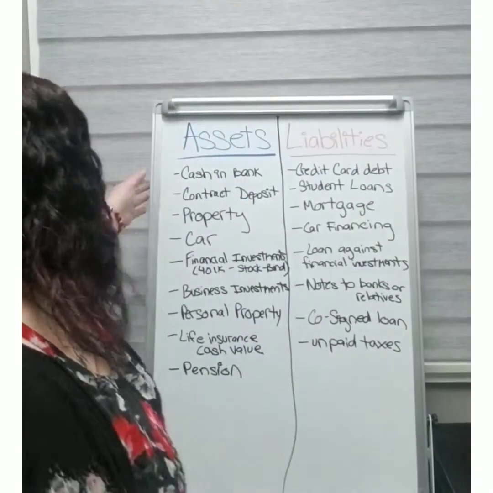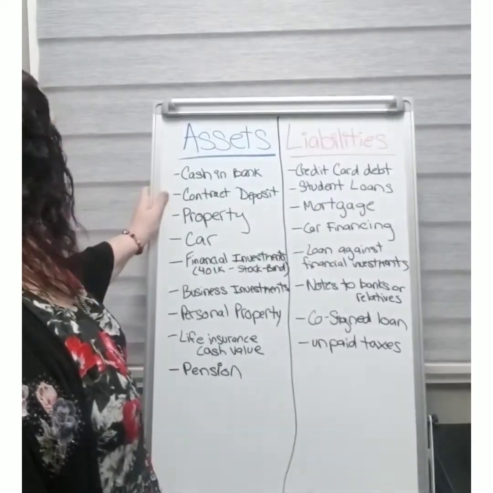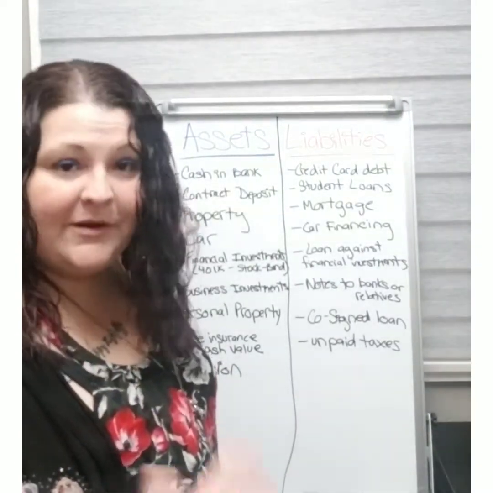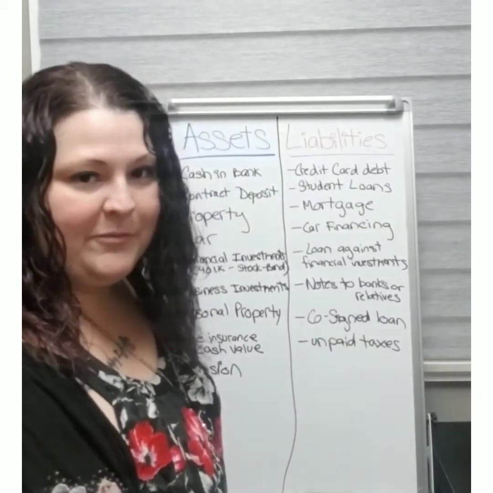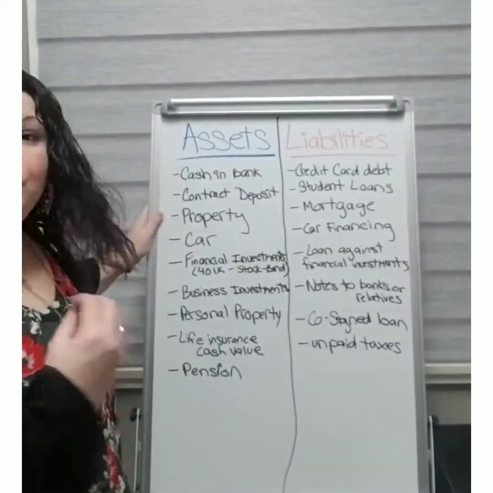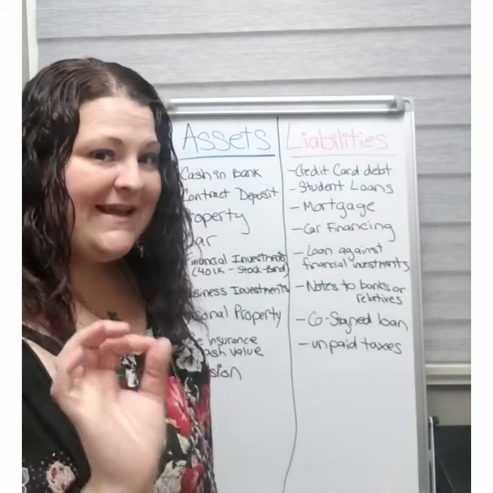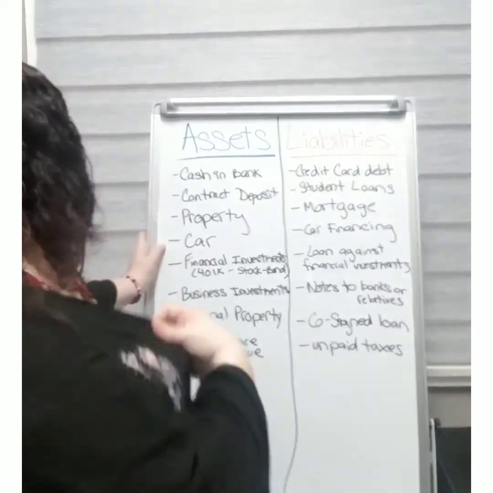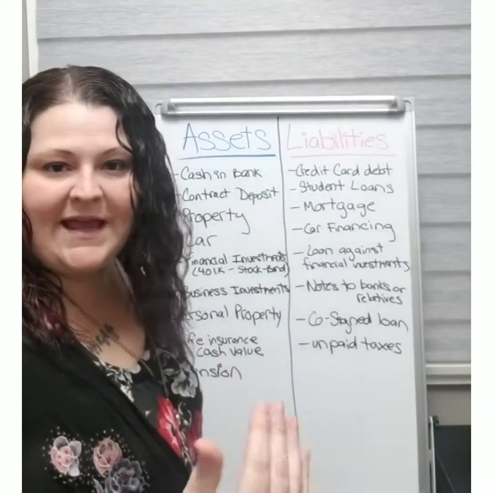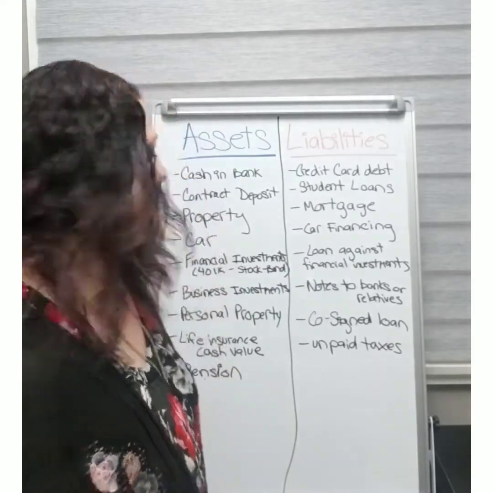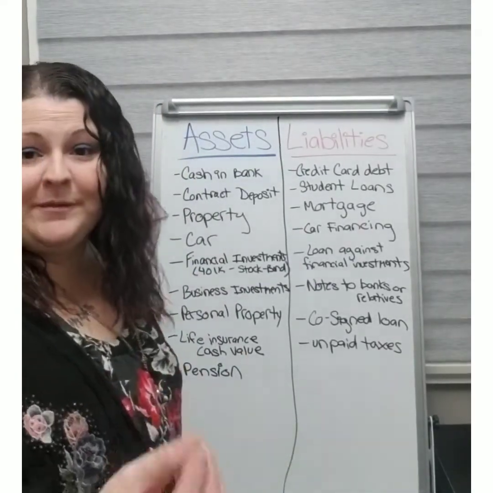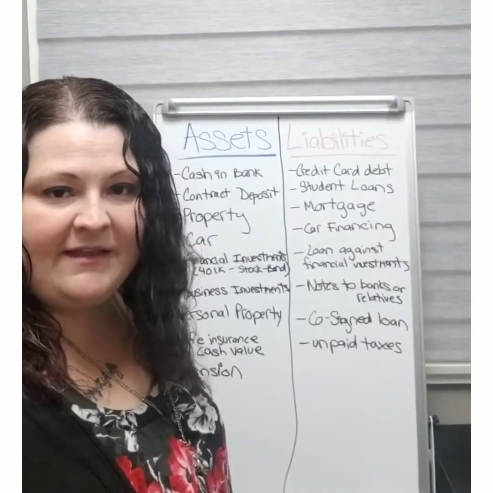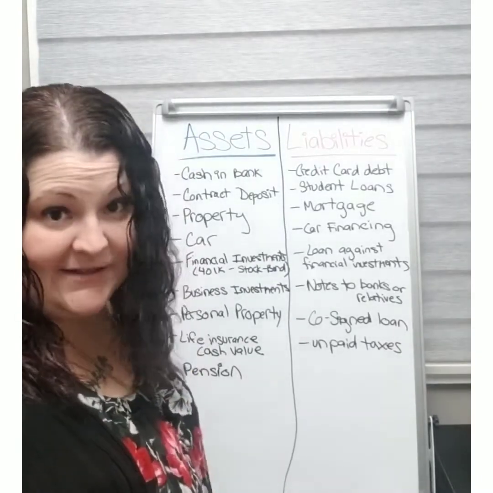So quickly, I'm going to tell you some examples of assets and some of liabilities. So assets, we have cash in the bank. Your contract deposit is an asset because it is still yours up until the property closes. If you own property, the value of that property is an asset. Your car, if you own your car, it is an asset. Your financial investments, 401ks, stock, bonds, these are all assets. Business investments, you own a business, you have a lot of materials and things like that. This is all assets to you.